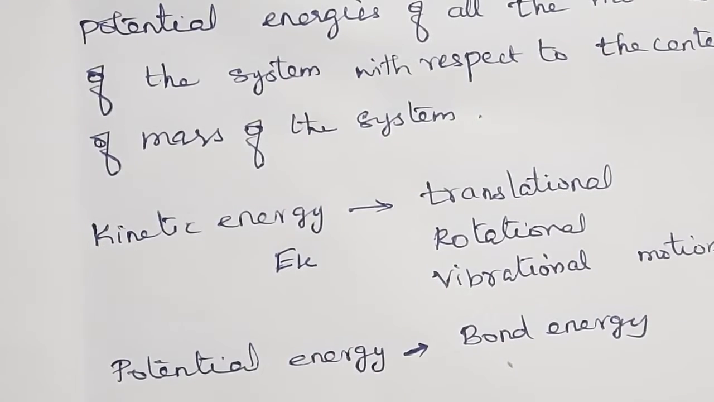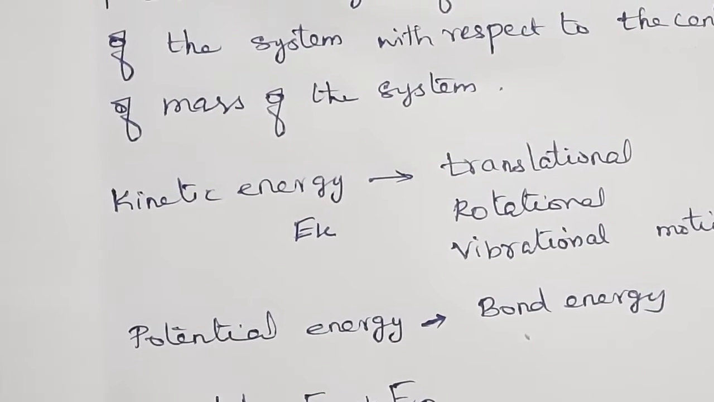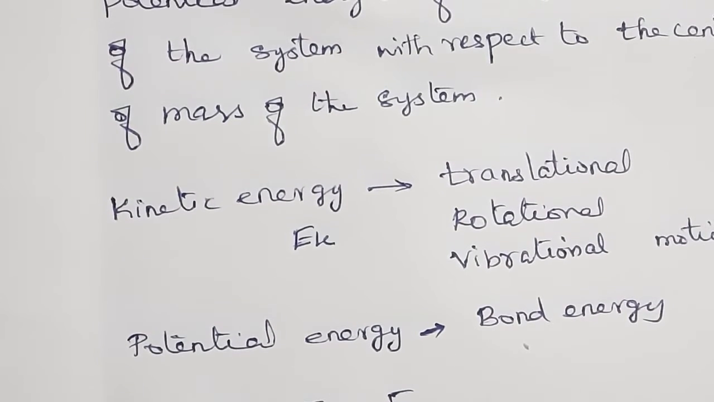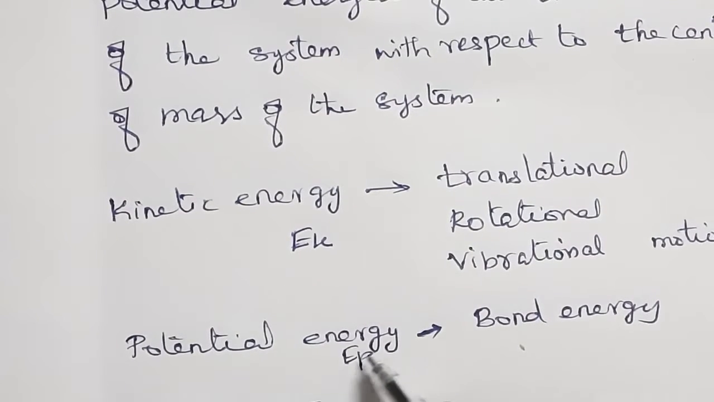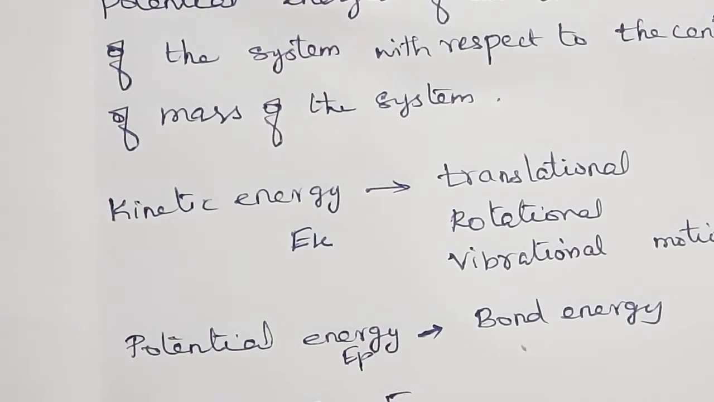Potential energy. The energy due to the molecular interaction is called potential energy. It is denoted by EP, molecular interaction. For example, bond energy.